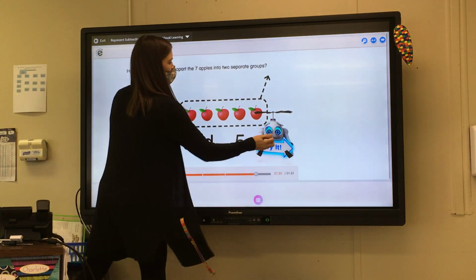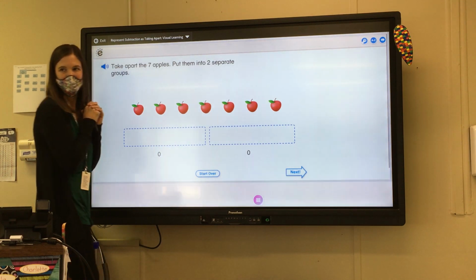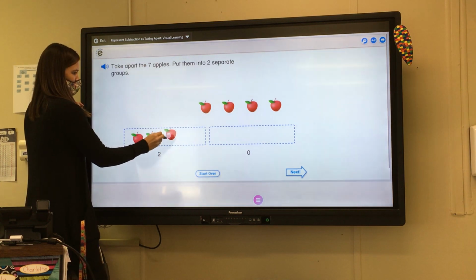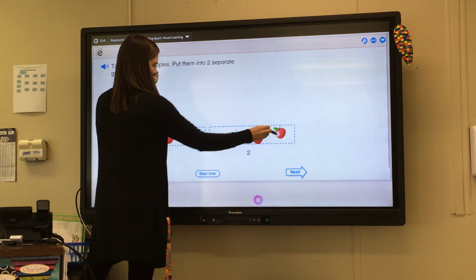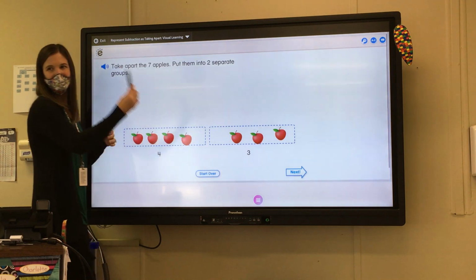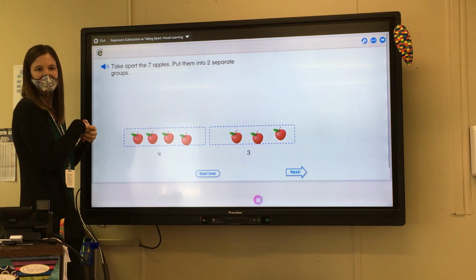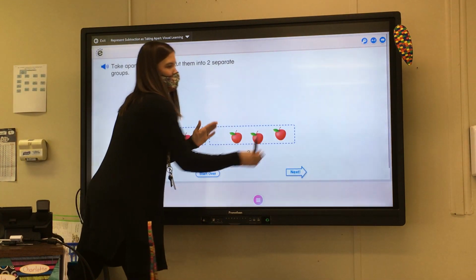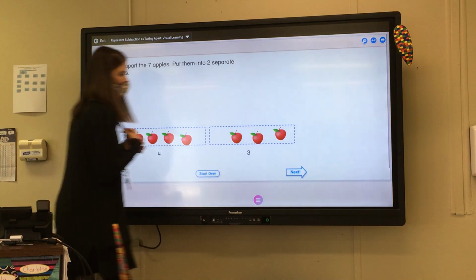Okay, let's try it and see. Take apart the 7 apples and put them into 2 separate groups. So we're going to put some over here. Put some over here in this group. So we have 4 in one group and 3 in another. Is that the same way they just did it? No, they had 2 and 5, right? So we changed it to 4 and 3. So there's 4 in this group, 3 in this group. Are there still 7 altogether? Yes. We're just taking them apart into different groups.